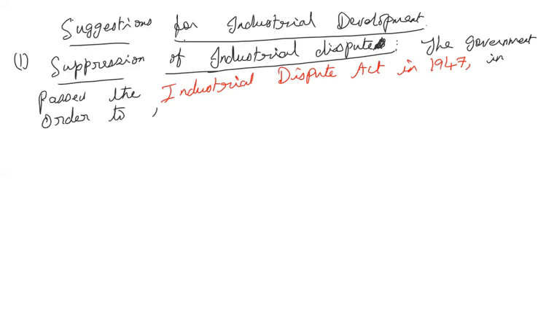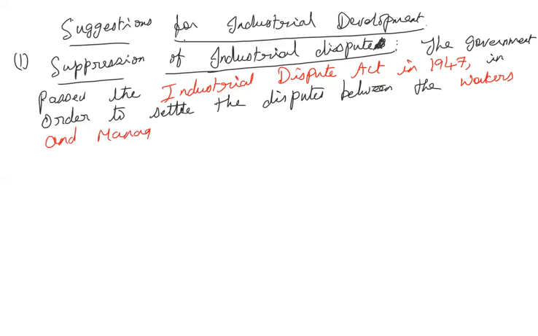The basic reason the government has passed this act is to settle the disputes between the workers and the management. In fact, the government in the industrial policies starting from 1948 have stressed this fact, that proper policies should be put in place so that there will not be any strikes or lockouts. There will be a proper dispute settlement process, and the solution should be provided so that there will be industrial peace in the country.